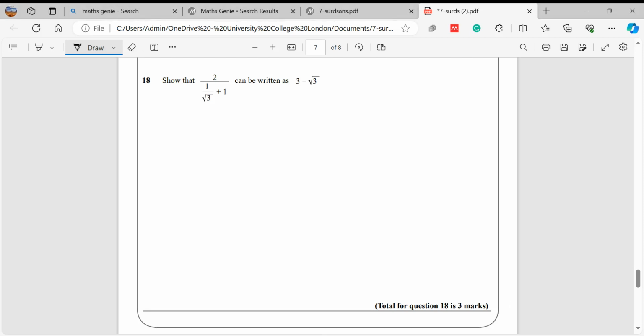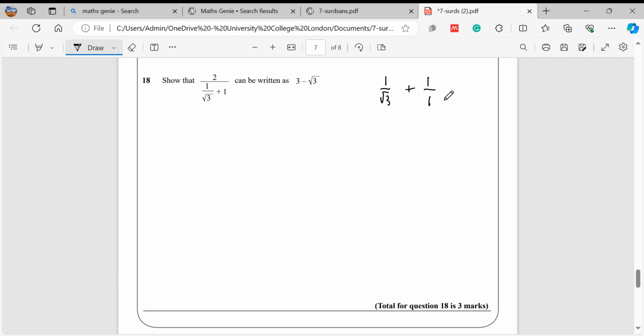Okay, another little tricky one on surds for 3 marks, where you have a fraction in the denominator. Let's look at that fraction. We have just the denominator part, 1 over the root of 3 plus 1. Now, any number divided by 1 is the number.